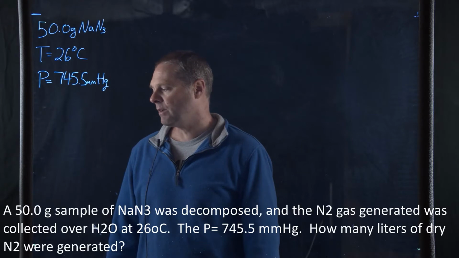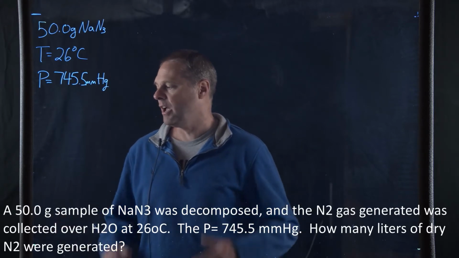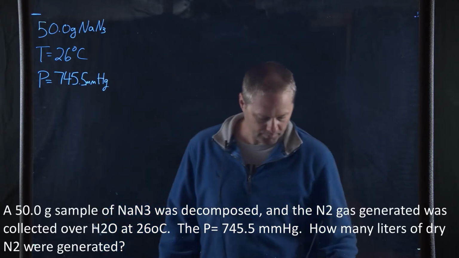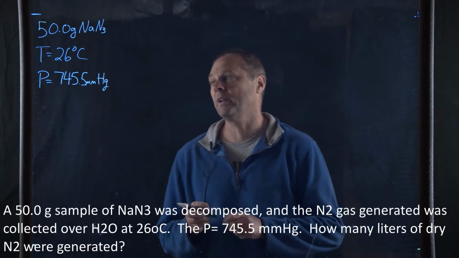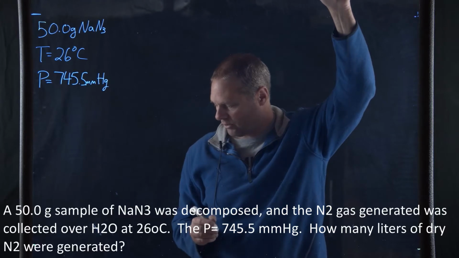The pressure was 745.5 millimeters of mercury. So that's going to be the total pressure. And how many liters of dry nitrogen was generated? So for the first part, what we want to do is write a balanced equation. We won't use it right away, but we want to get to the balanced equation for this.